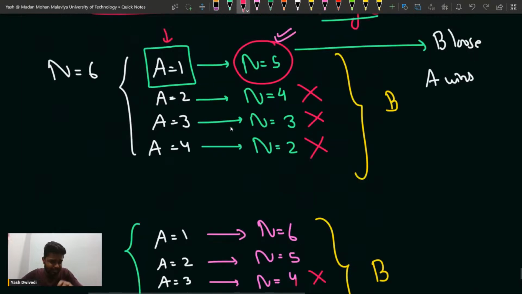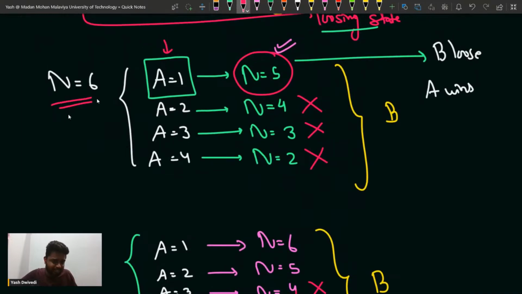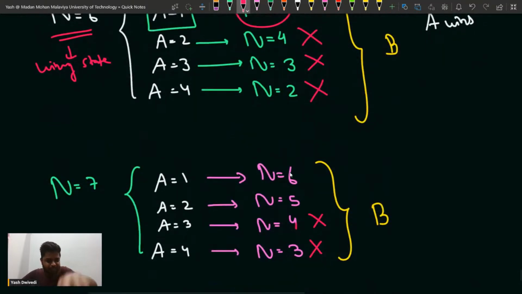Suppose any player gets 6 matchsticks. So 6 is a winning state, because if any player gets 6 matchsticks now, that player is going to win. You can see that when A got 6 matchsticks, then A won. So if you give B 6 matchsticks, B is going to win. So you will not give 6 matchsticks to B, right?